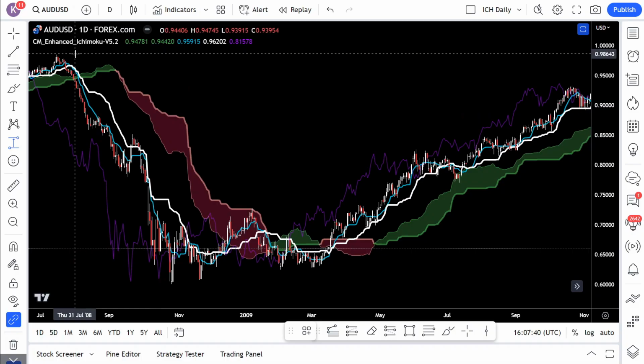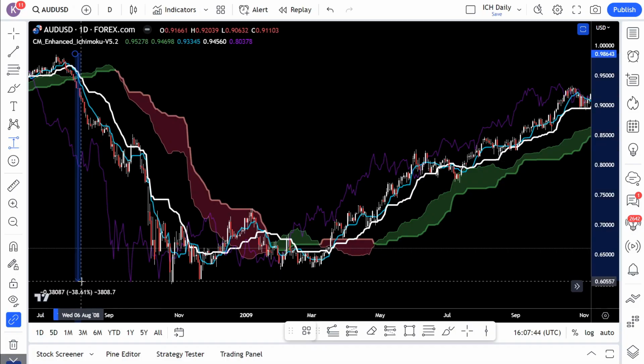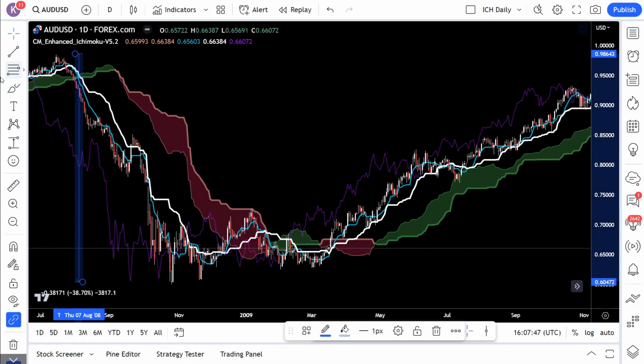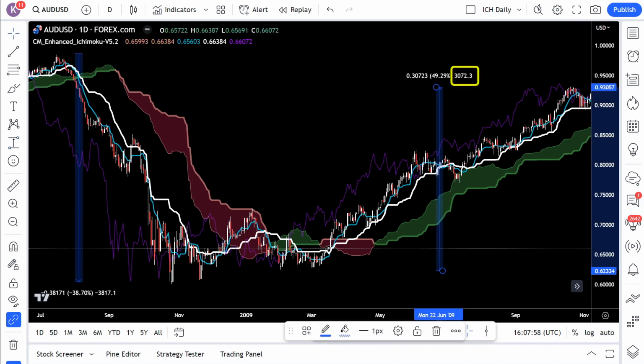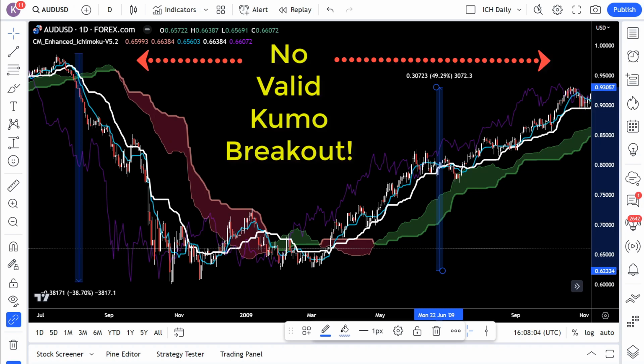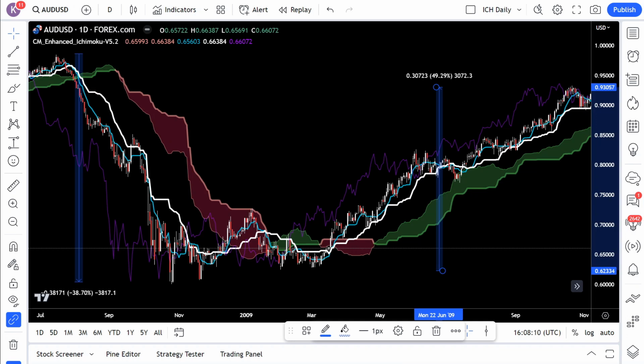Let's go back to the charts. I'll show you what I mean. Here we're on the daily chart for AUD US dollar. We see a massive move down of almost 4,000 pips, and then price turns right around and charges up for over 3,000 pips. In this case, the Kumo breakout would have let us down because we wouldn't have taken part in either move. Let's look at the downtrend first.